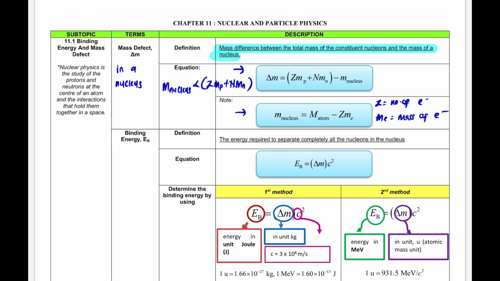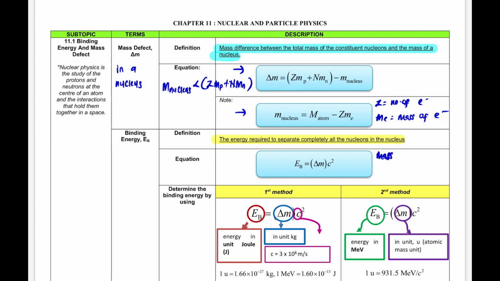So any attempt to separate the nucleons will involve them being given the same amount of energy. This energy is called the binding energy of the nucleus. So now we look at the definition of the binding energy, where it is the energy required to separate completely all the nucleons in the nucleus, where the equation is given by EB equals delta M c squared.